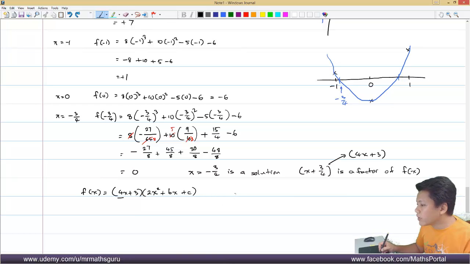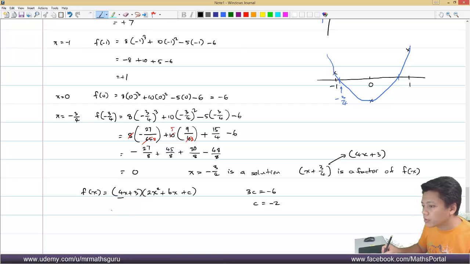From here, can we tell the value of C? Yes, we can. Because 3 times C, that is equal to minus 6. 3C is equal to minus 6, meaning C is equal to minus 2. So this is now 4x plus 3, 2x squared plus bx minus 2. Okay, then we need to find the value of b now.